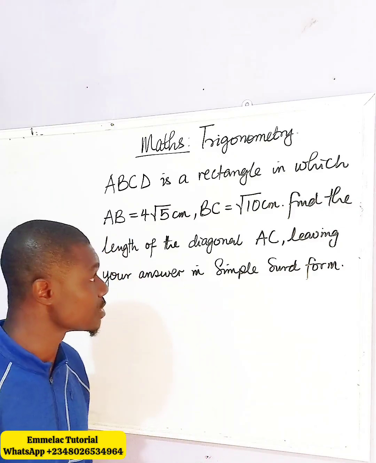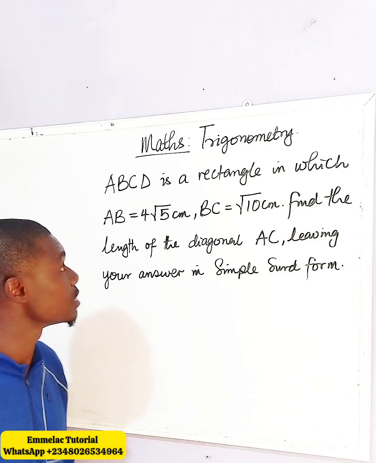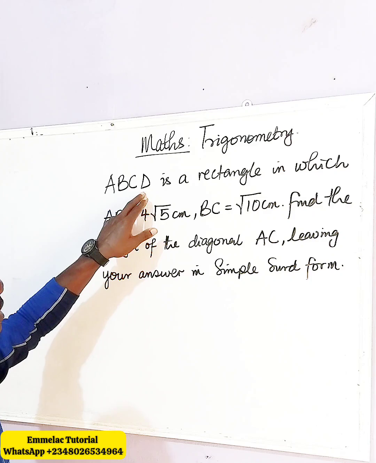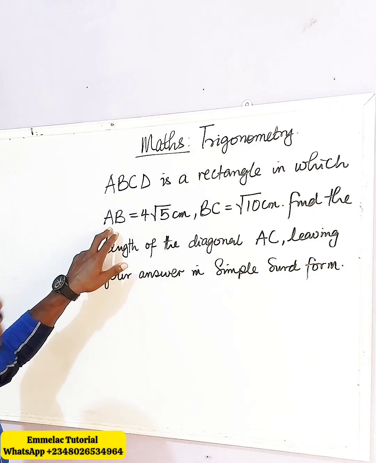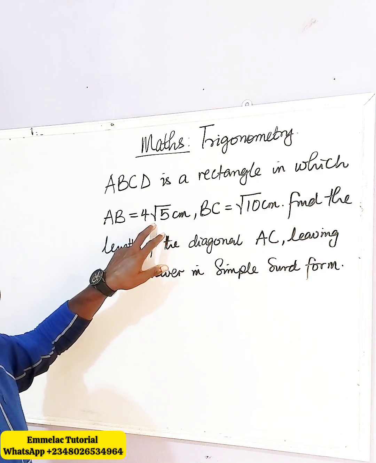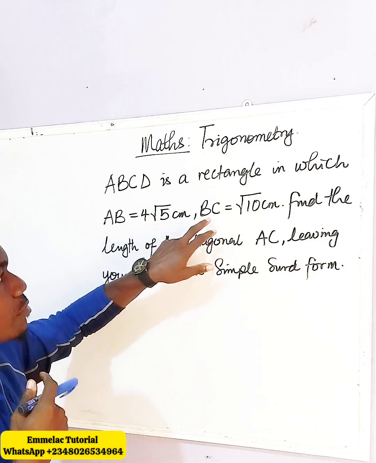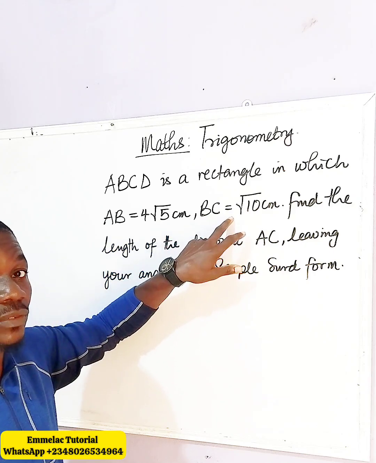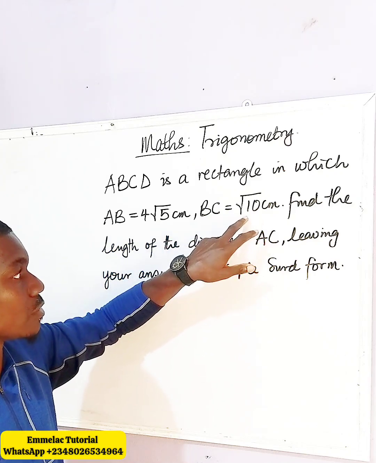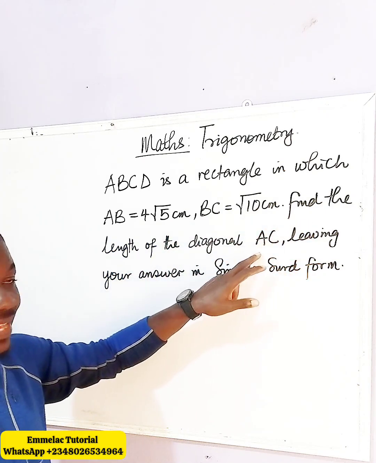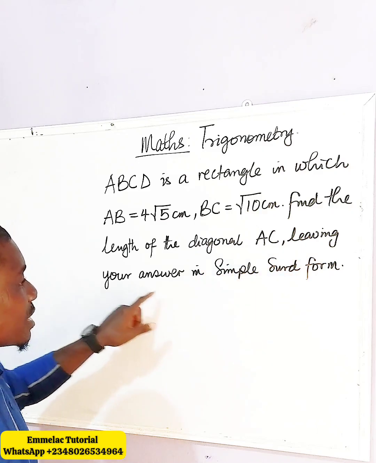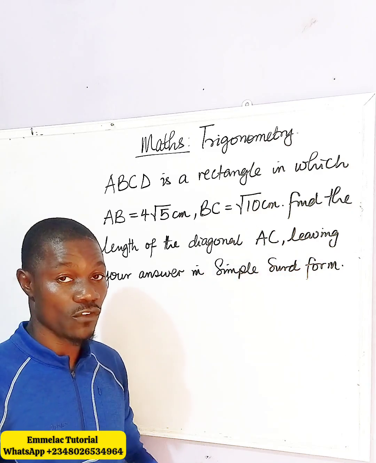Now before us is this question under trigonometry, and it reads that ABCD is a rectangle, in which AB equals 4 root 5 centimeter. Now BC equals root 10 centimeter. Now find the length of a diagonal AC, leaving your answer in simple surd form.